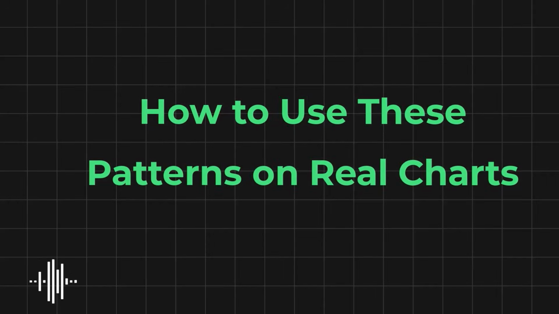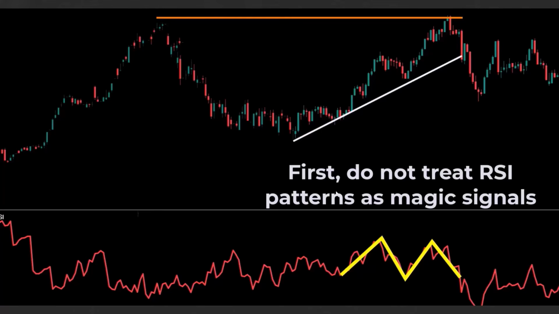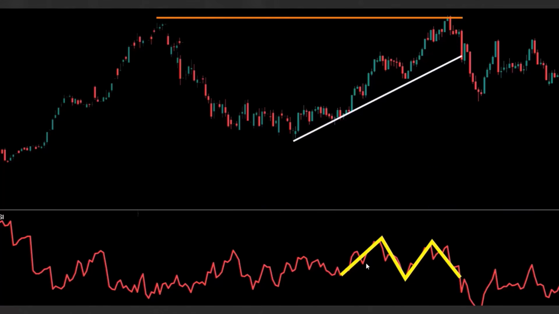How to use these patterns on real charts. Now the important question is how to actually use these patterns when analyzing real charts. First, don't treat RSI patterns as magic signals. No indicator is perfect. Instead, think of them as early warning signs. When you see a double top, double bottom, or head and shoulders forming inside the RSI, it may be telling you that the momentum of the current trend is starting to weaken.